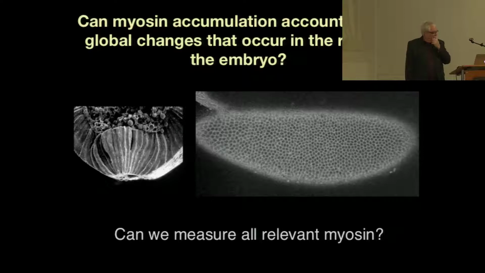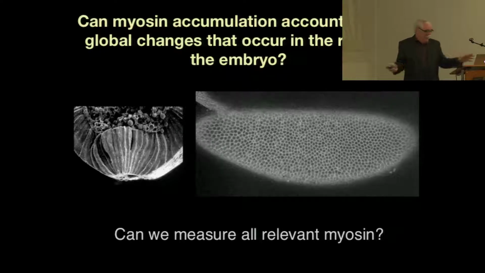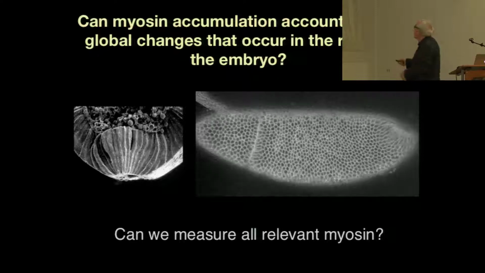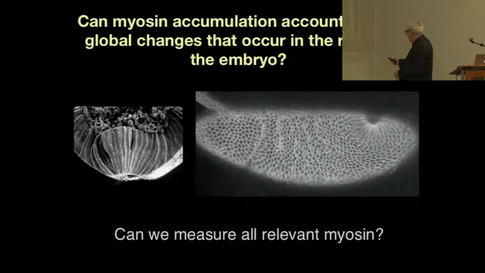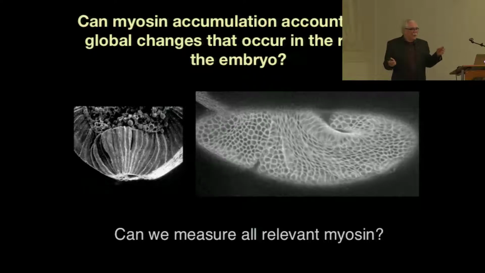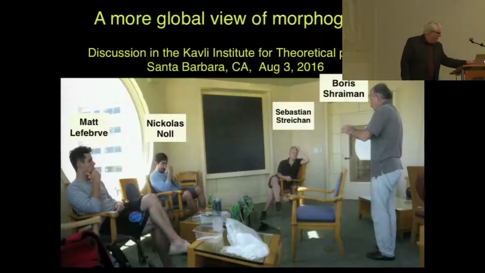So that's the myosin regulation story. Okay, that's ventral furrow, but let's talk about the whole embryo. There's a lot more to the embryo than just ventral furrow. So look at this guy. He's doing all kinds of very interesting things. Can we explain all of that through myosin? And this is where it gets a little scary, because it's a much harder problem.